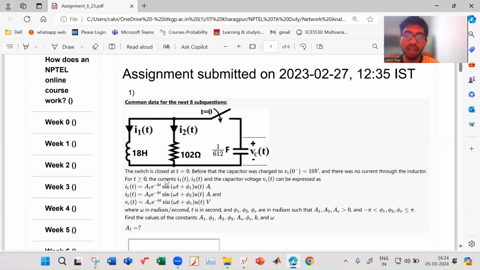Now we want to find, for time t greater than or equal to 0, the currents I1 of t, I2 of t, and the capacitor voltage VC of t. We have to find their expressions in terms of some e raised to power k into sine.